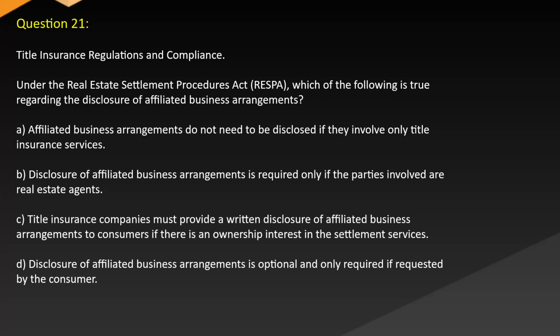Question 21. Title insurance regulations and compliance. Under the Real Estate Settlement Procedures Act, RESPA, which of the following is true regarding the disclosure of affiliated business arrangements? A. Affiliated business arrangements do not need to be disclosed if they involve only title insurance services. B. Disclosure of affiliated business arrangements is required only if the parties involved are real estate agents. C. Title insurance companies must provide a written disclosure of affiliated business arrangements to consumers if there is an ownership interest in the settlement services. D. Disclosure of affiliated business arrangements is optional and only required if requested by the consumer.